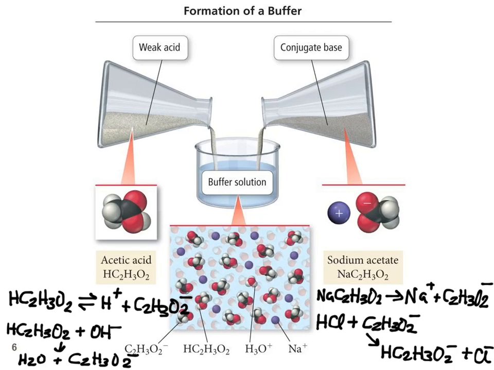So that's how a buffer works. We have, from this weak acid equilibrium, a significant amount of the acid and the conjugate base. And the only way you can get a significant amount of the conjugate base is by adding a salt of the conjugate base, because you won't get enough from the dissociation of the acid. Any questions?